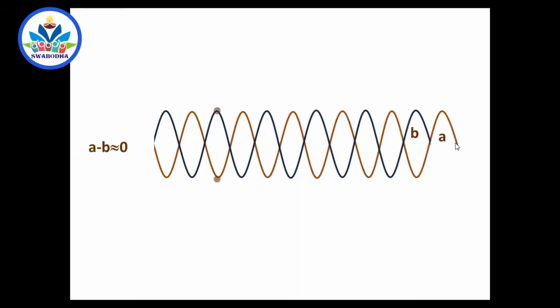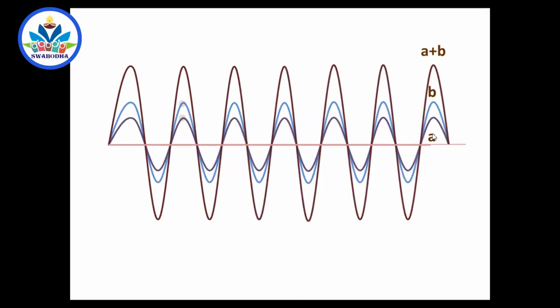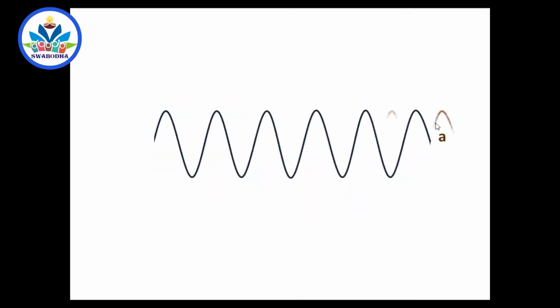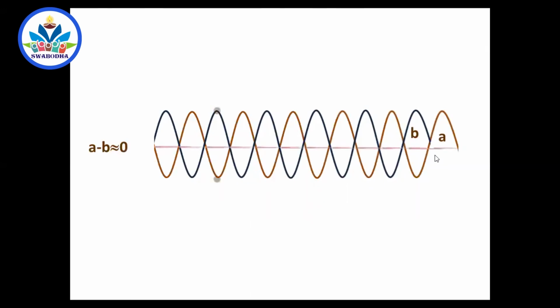So this path difference has destroyed everything. Last time their crest and crest were falling together, but now their crest and crest are not falling together. Crest is falling on trough. So what happened now? The amplitudes destroy each other. If the amplitudes are same, if A and B are almost same, then the resultant amplitude is 0. Where is the resultant wave? You don't find any wave at all here.